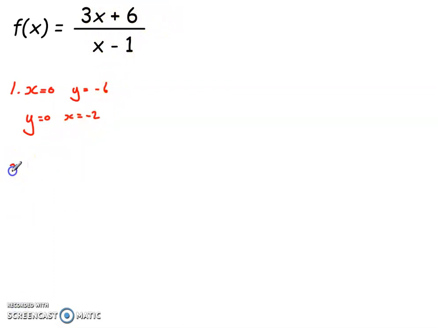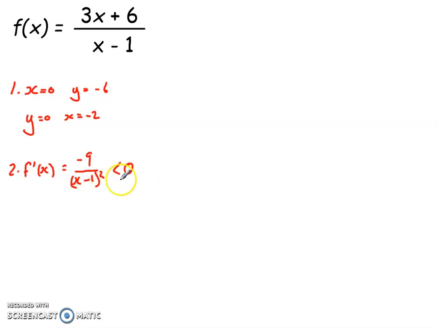The next thing we're going to look for on the curve is stationary points. In that case, we have to look at the derivative. f'(x), when we calculate it, is equal to -9/(x - 1)². One thing you should notice is that (x - 1)² is always positive. Negative over a positive is always going to give you negative. So that means the curve is always going to be decreasing, except when we have stationary points.